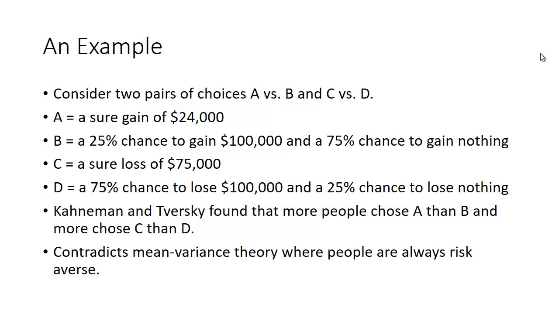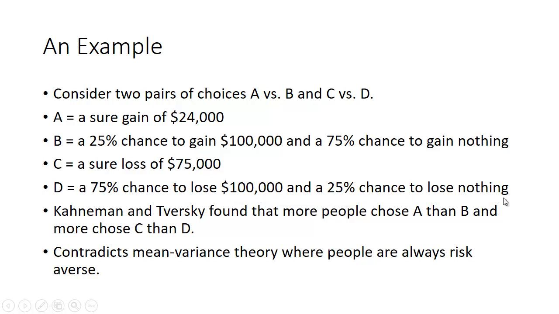So consider two pairs of choices, A versus B and C versus D. In A, it's a sure gain of $24,000. In B, it's a 25% chance to gain $100,000 and a 75% chance to gain nothing. So if you look at this, you can take $24,000 for sure, or you can take a gamble that has an expected value of $25,000. In C and D, C is a sure loss of $75,000, and D is a 75% chance to lose $100,000 and a 25% chance to lose nothing.